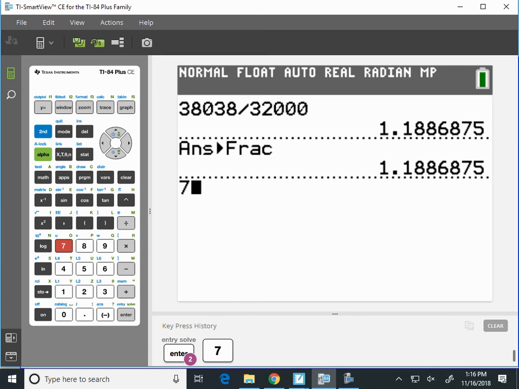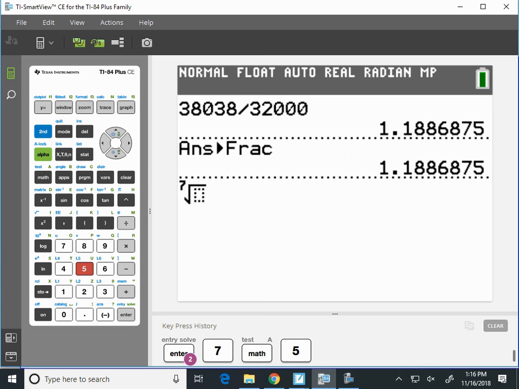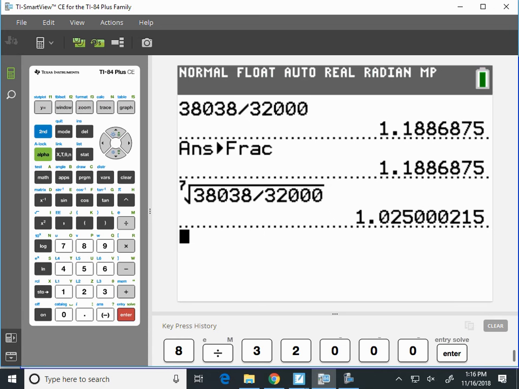7, and then you go to math. Do you know which one you hit? 5. Yeah, the 5th one turns it into the 7th root there. And then you can just type in your fraction, 38,038 divided by 32,000. And enter, and you get a pretty nice number.